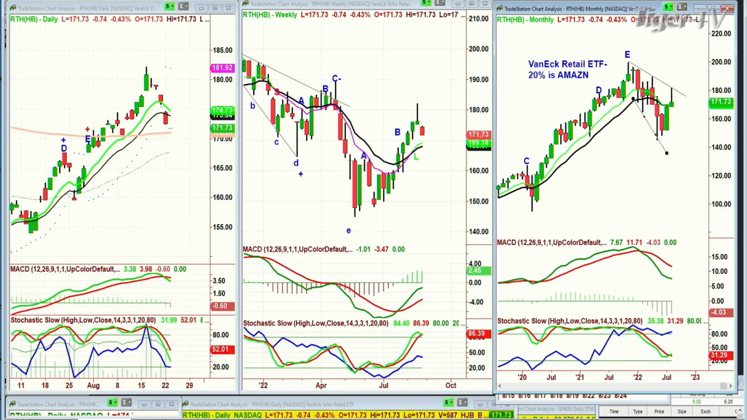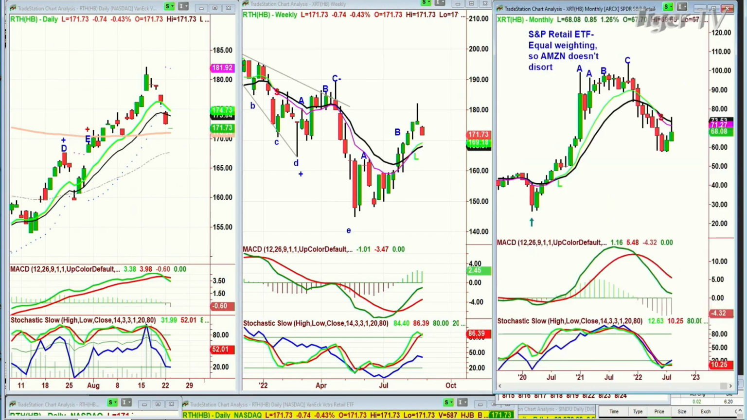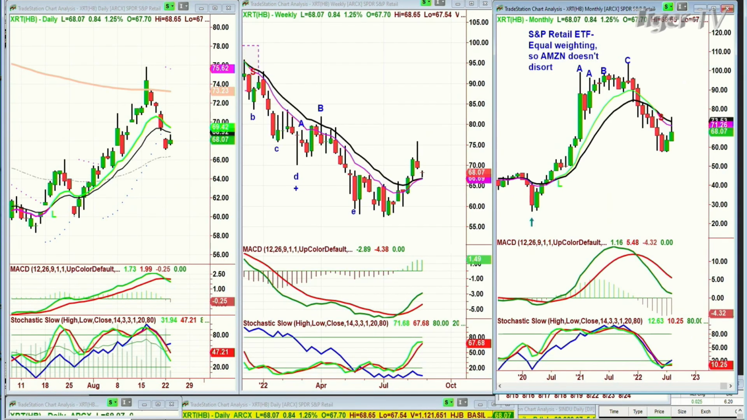If I look at the XRT, that's a little different because that does not have 20% Amazon. That's a different species altogether. And in fact, that's the one that I look at, and that's the thing that says there's still a lot of stuff out there that hasn't worked.